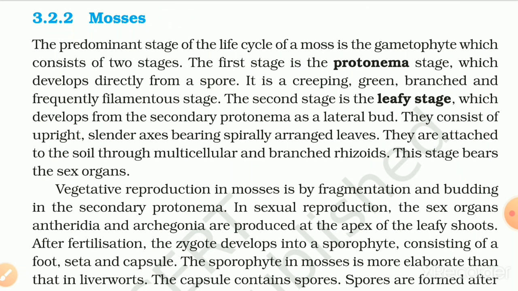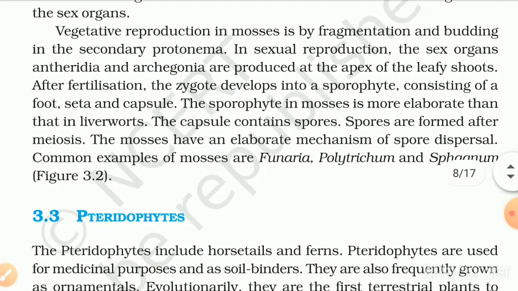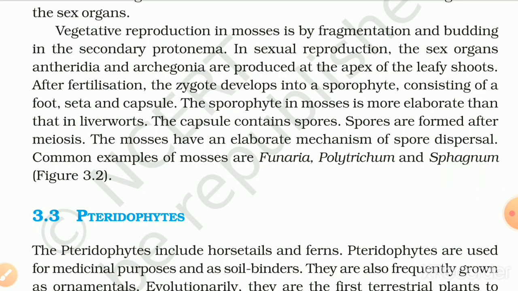Vegetative reproduction in mosses is by fragmentation and budding in the secondary protonema. In sexual reproduction, the sex organs antheridia and archegonia are produced at the apex of the leafy shoot. After fertilization, the zygote develops into a sporophyte consisting of foot, seta and capsule. The sporophyte in mosses is more elaborate than that in liverworts. The capsule contains spores. Spores are formed after meiosis. The mosses have an elaborate mechanism of spore dispersal. Common examples of mosses are Funaria, Polytrichum and Sphagnum.